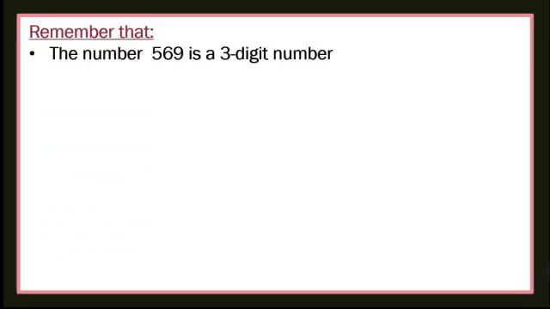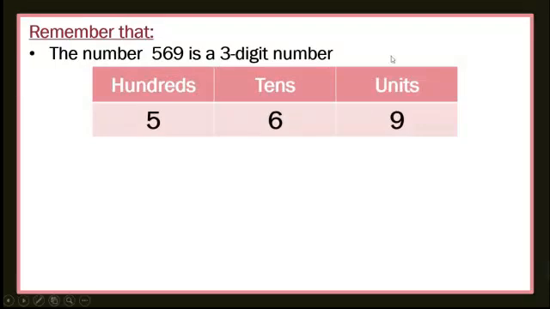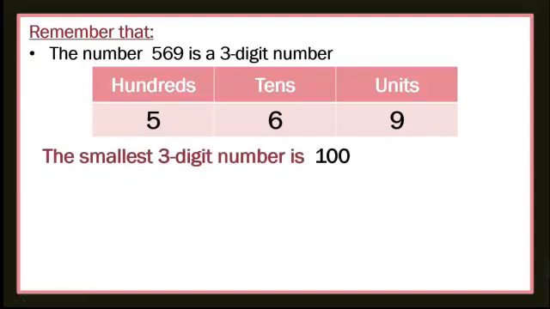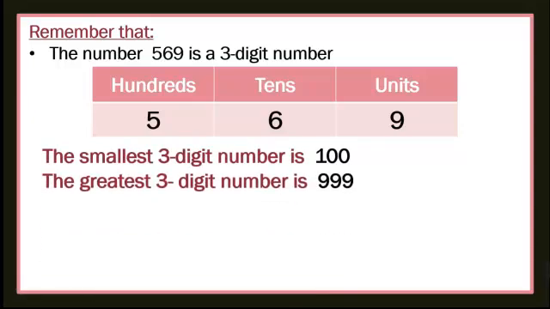Do you remember that this number, 569, is a three-digit number, right? 1, 2, 3. And their place values are units, tens, and hundreds: 9 in the units place, 6 in the tens place, and 5 in the hundreds place. The smallest three-digit number was 100, and the greatest three-digit number was three nines, or 999.